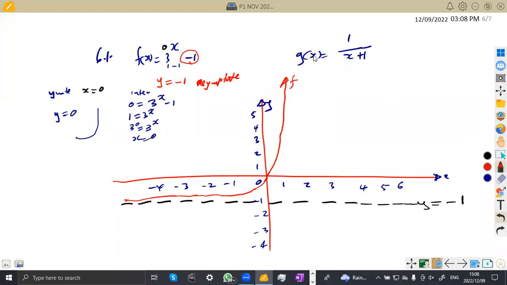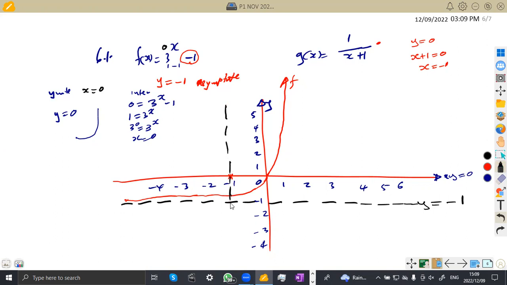Let's focus on g. g(x) is equivalent to 1 over x plus 1. So there are asymptotes here. We do not have a value of y added, so we have y equals 0. And here, x plus 1 should be equal to 0, so x is equal to -1. So we have the asymptotes at x equals -1 and at y equals 0, which is the x-axis.